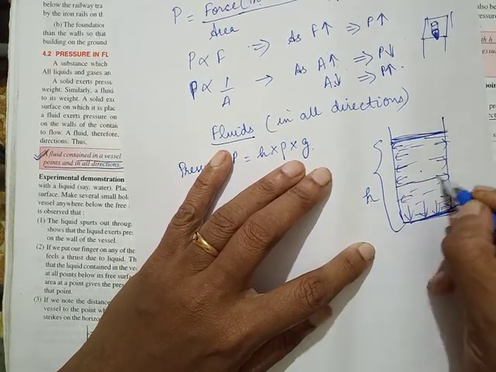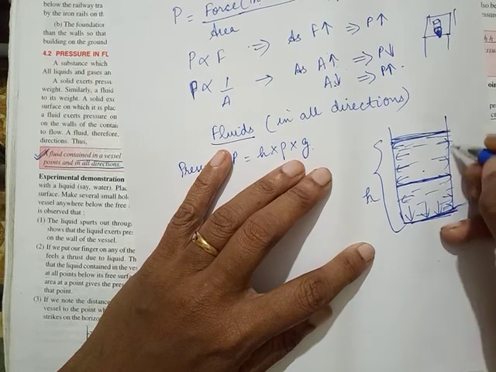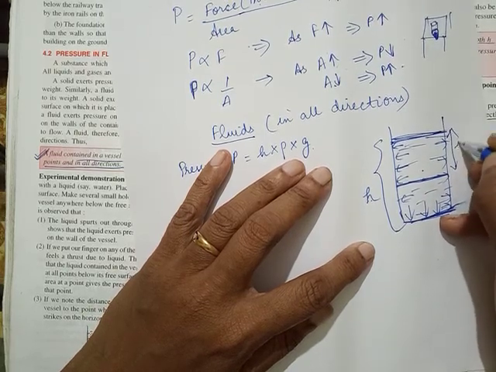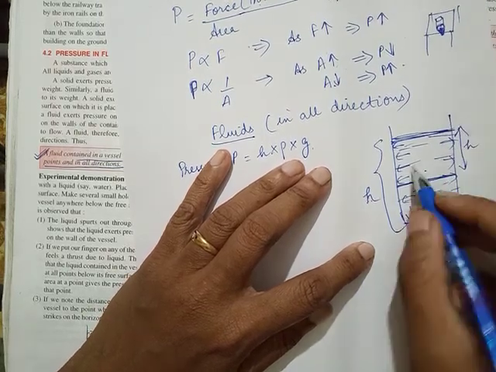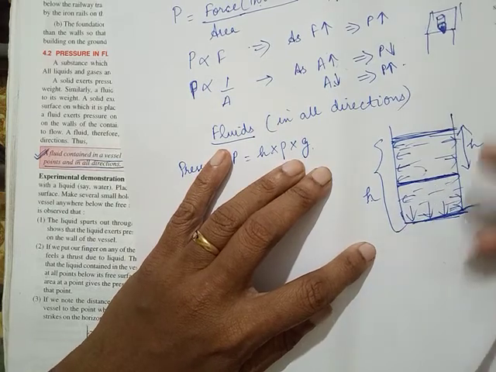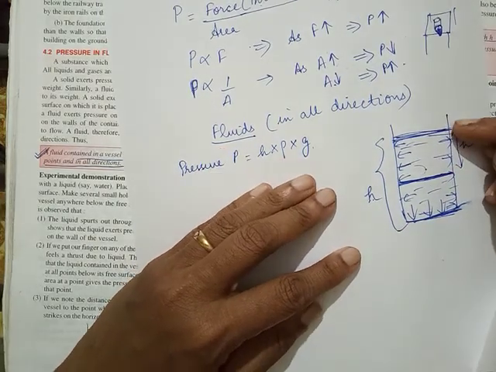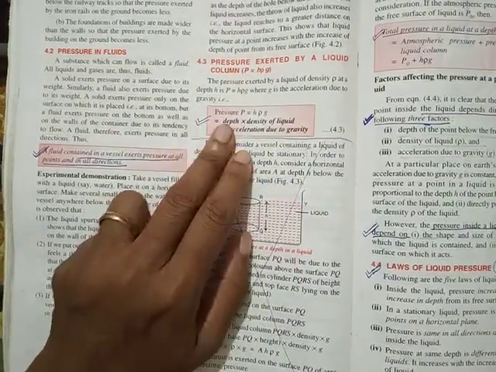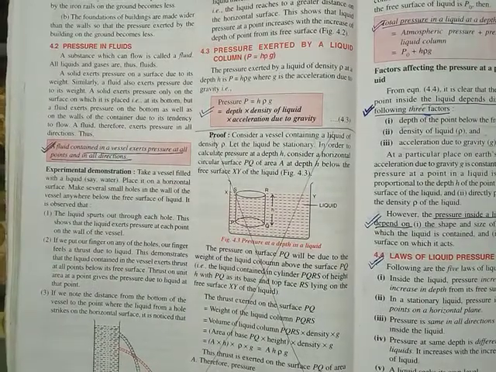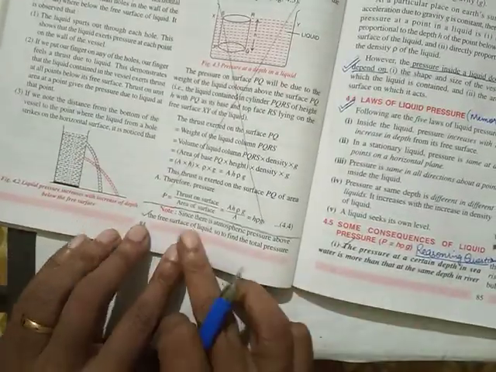If I want to calculate the pressure at this height, I just have to take the height of the water surface above it. So this formula you will remember, and then there is a note given here.